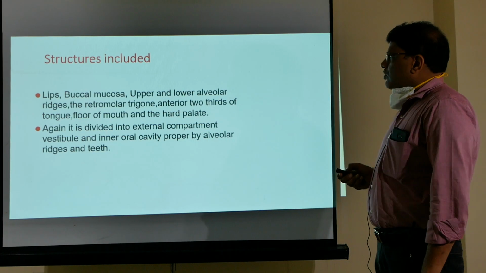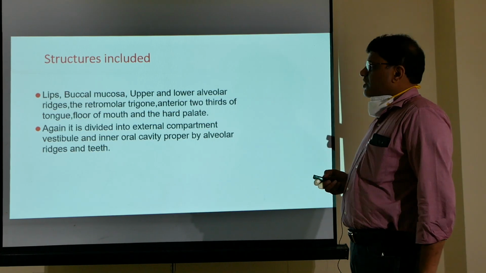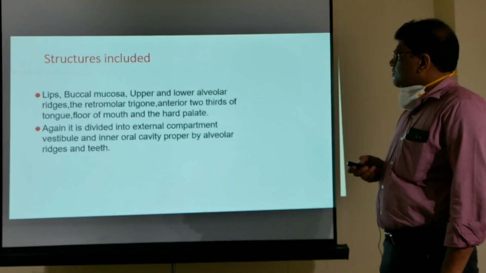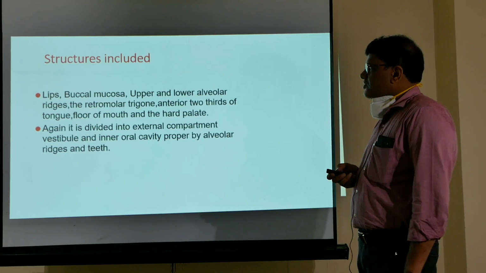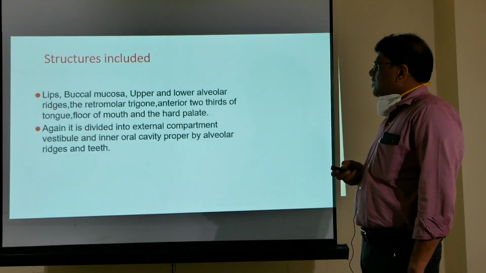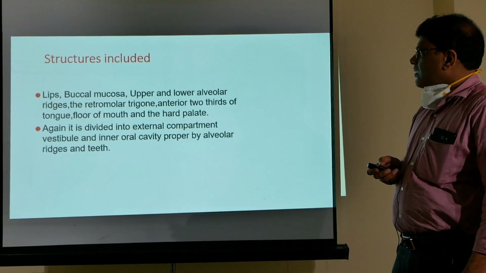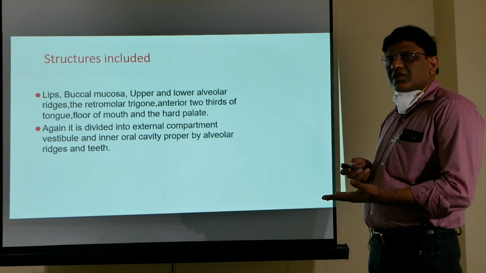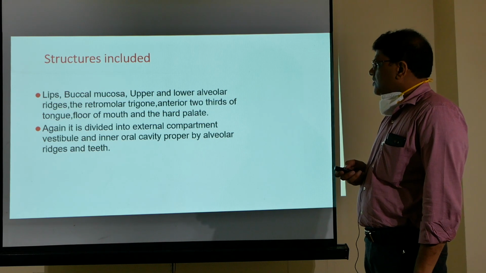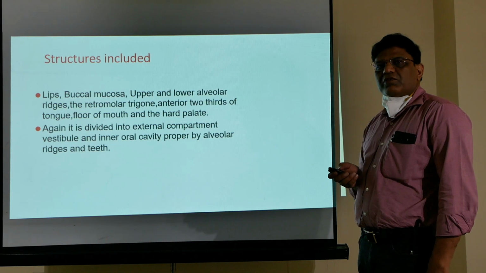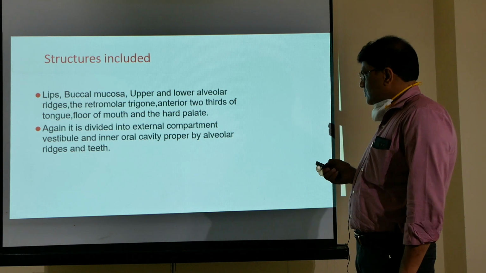Now what are the structures included in this oral cavity? You see lips, buccal mucosa, upper and lower alveolar ridges, the retromolar trigone, anterior 2/3 of tongue, floor of mouth and the hard palate. Again it is divided into the external compartment, that is vestibule, and inner oral cavity proper by alveolar ridges and teeth, right.